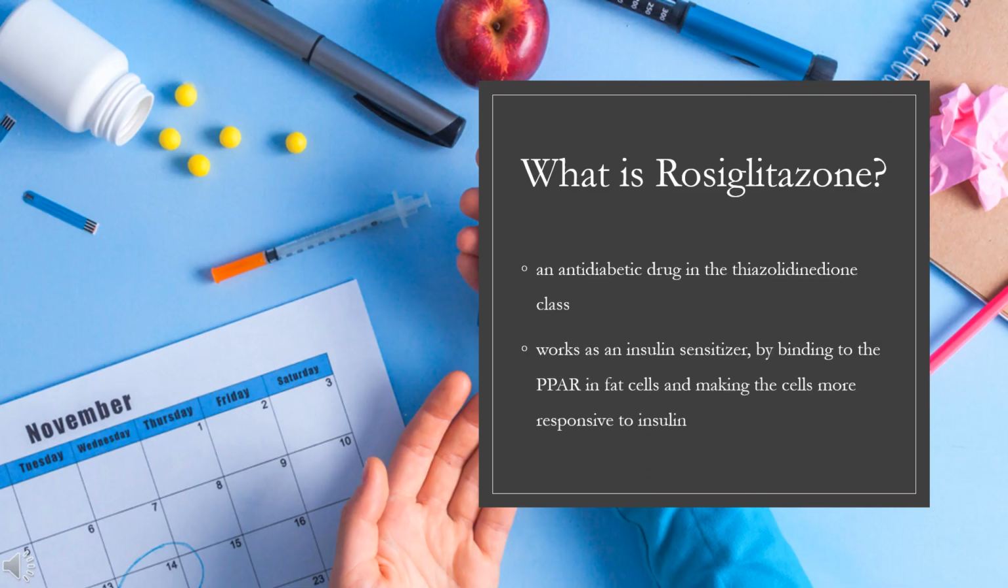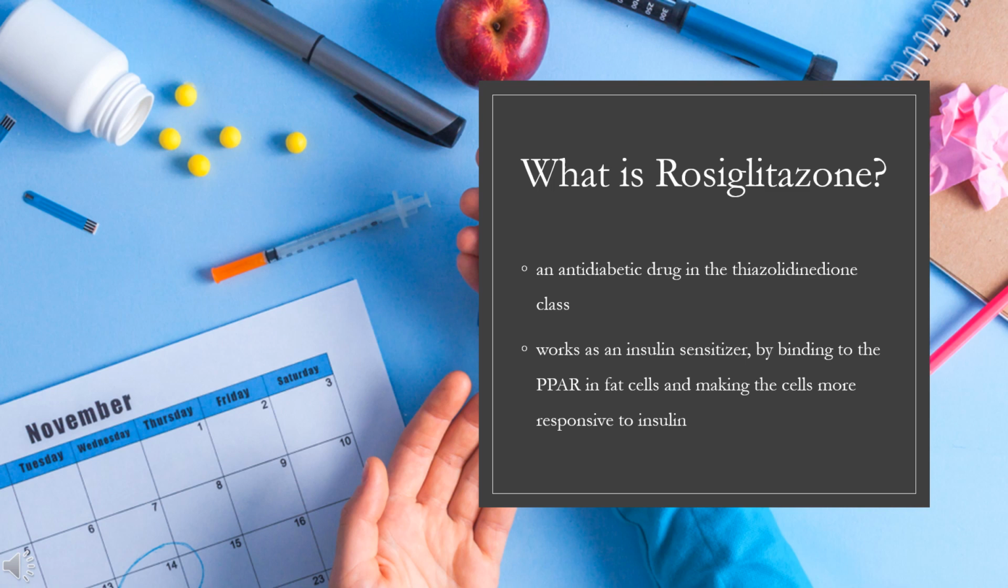What is rosiglitazone? Rosiglitazone, trade name Avandia, is an antidiabetic drug in the thiazolidinedione class. It works as an insulin sensitizer by binding to the PPAR in fat cells and making the cells more responsive to insulin. It is marketed by the pharmaceutical company GlaxoSmithKline, GSK, as a standalone drug or for use in combination with metformin or with glimepiride.